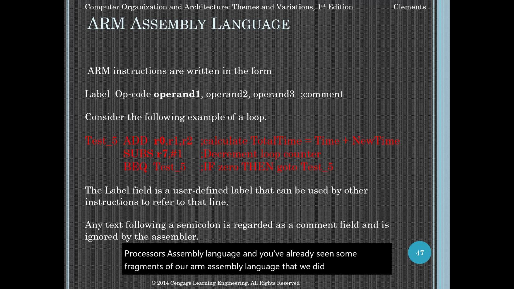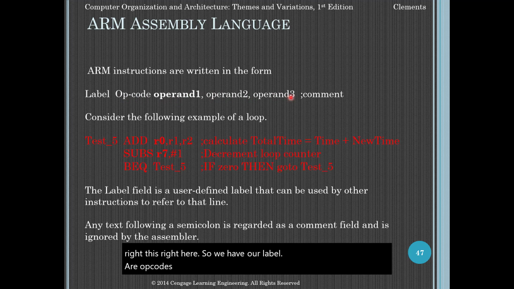We're going to start to talk about some of the features that enable you to write programs that will run in an ARM environment, and we can see here the ARM instructions are written in this form. So we have our label, our opcode, operands separated by commas, and comments, which are prefaced by a semicolon.